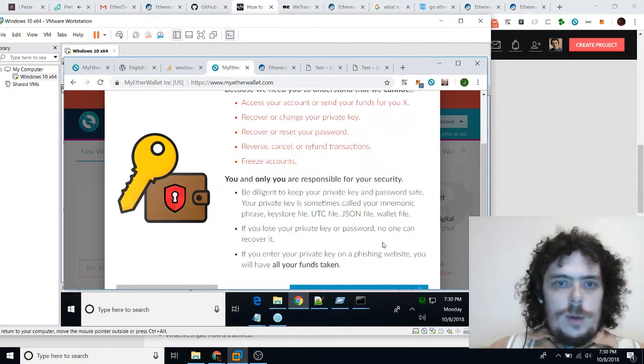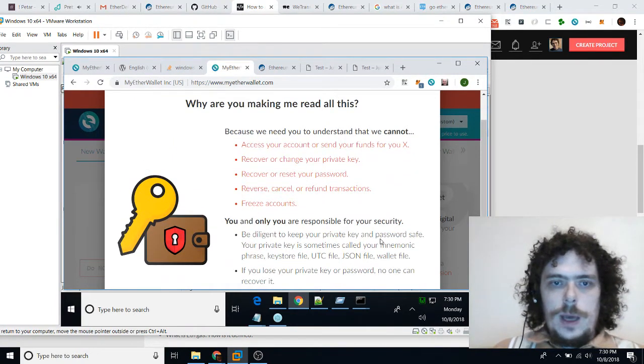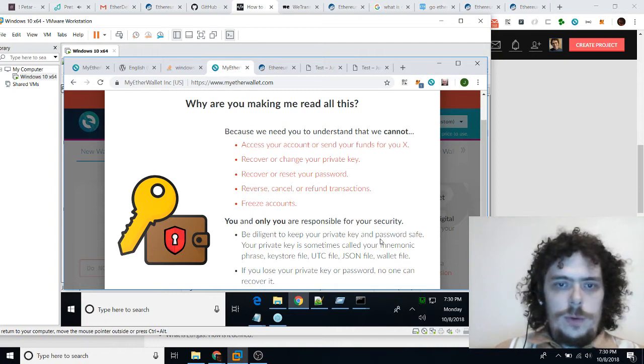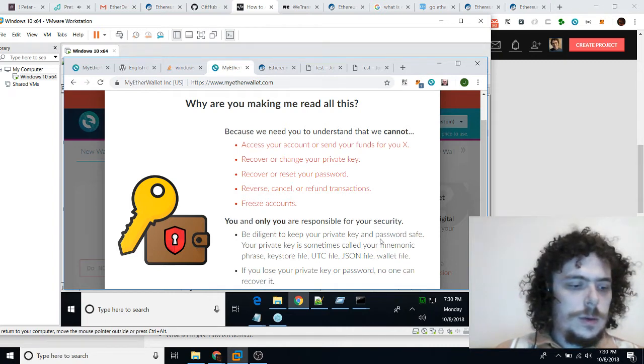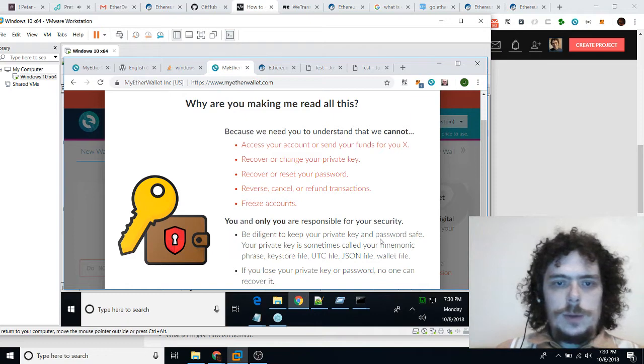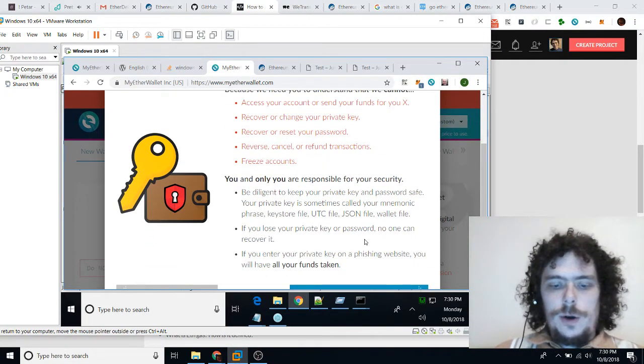Again, we are not a bank, but why? Because you need to understand that we cannot access your account or send you funds for you X, recover or change your private key, recover or reset your password, reverse, cancel, or refund transactions, freeze accounts. You and only you are responsible for your security. Be diligent to keep your private key and password safe. Your private keys is sometimes called your mnemonic phrase, key store file, UTC file, JSON file, or wallet file. If you lose your private key or password, no one can recover it. If you enter your private key on a phishing website, you will have all your funds taken.